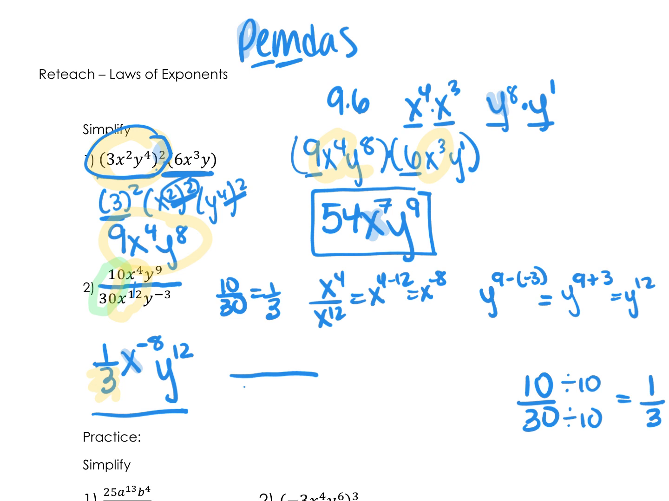So we'll write our fraction. We have a 3 in the bottom. We're going to move the x down there and make the exponent positive because it was in the top. And then the y is going to stay in the top. Technically, you could say it's up there with the 1, but usually we don't write that 1 in front. We just call it y to the 12th. So that is our answer for number 2.